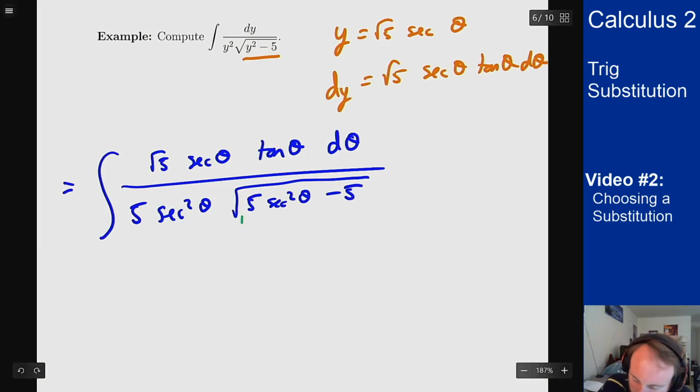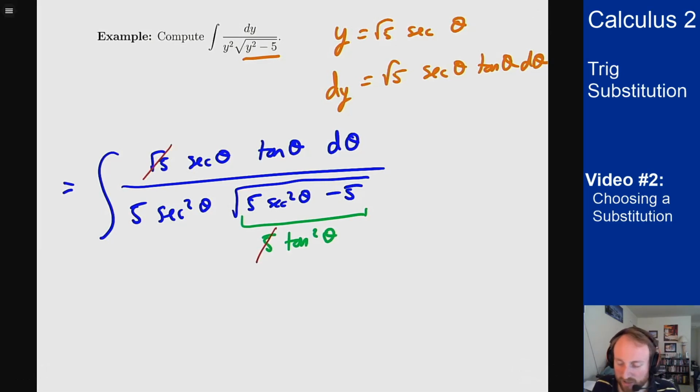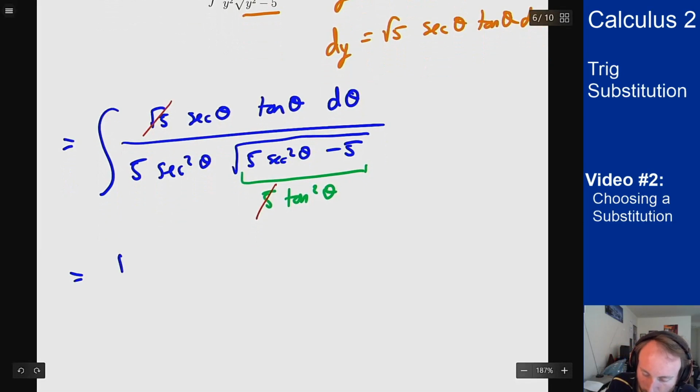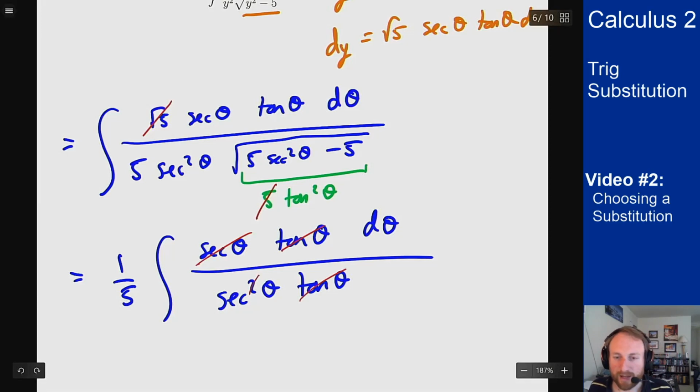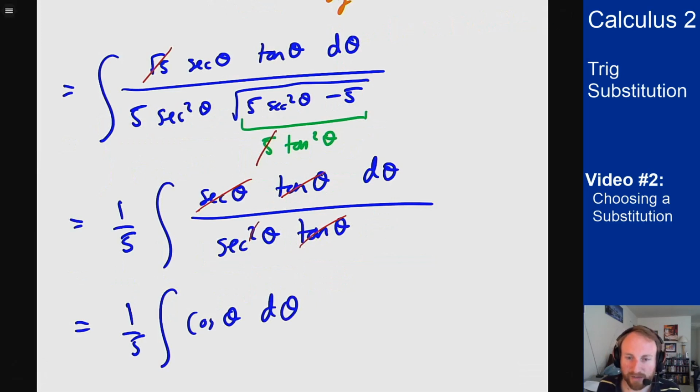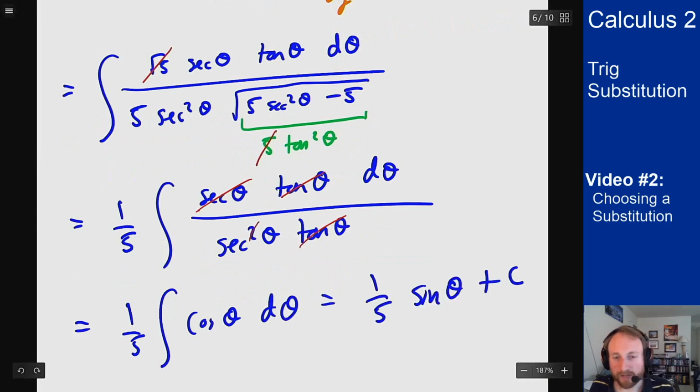This part under the square root is 5 tangent squared theta. This root 5 will cancel with one of the 5s, and I'll be left with a tangent on the bottom. This will give me the 1/5 from the 5 sitting out front, integral of secant theta tangent theta d theta over secant squared theta tangent theta. The tangent thetas cancel, the secants cancel with one of these, and now I have a 1 over secant, which is a cosine. Well, that's easy to integrate. That's just sine.